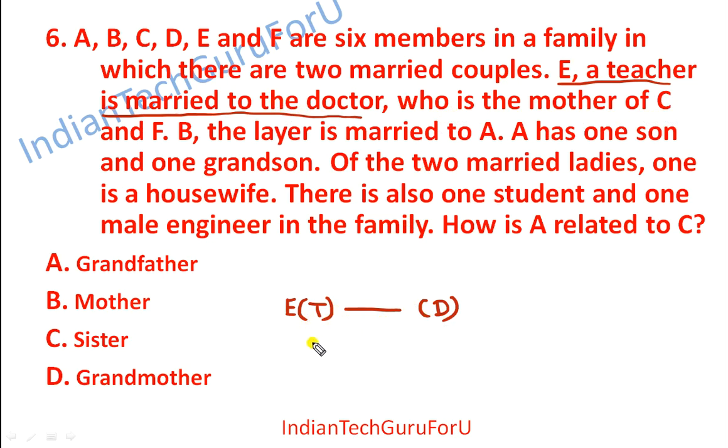So E is the mother of C as well as F. So what does it mean? As E is the mother, E is female. As E is the mother, D should be the father. So D is the father of C as well as F. Father, here mother. Okay.